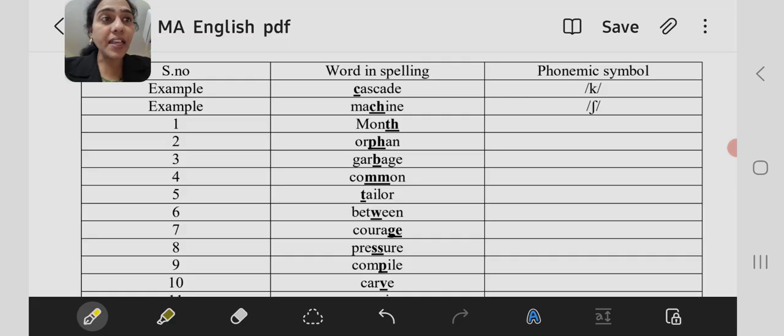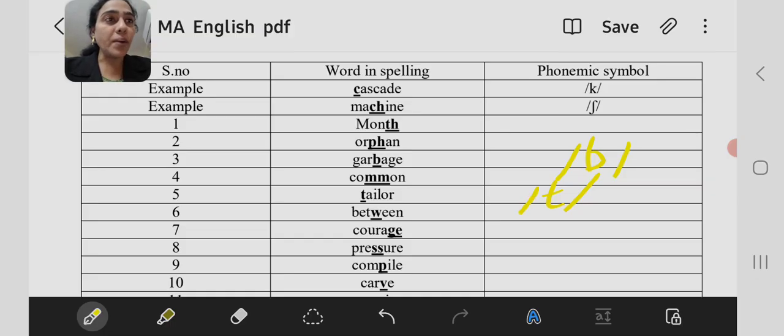What did I say yesterday? I have shown you a symbol like this, month. Or fun. F is an F which you have to put in slant lines on either side. And look into the next word, which says garbage. So clearly you can see the highlighted sound is B here, a simple B with a slant line on either side. Common goes with M. Tailor goes with a T, slant lines on either side, etc.